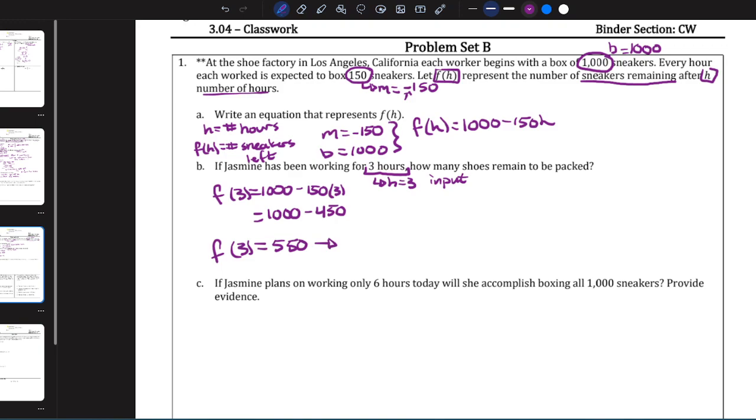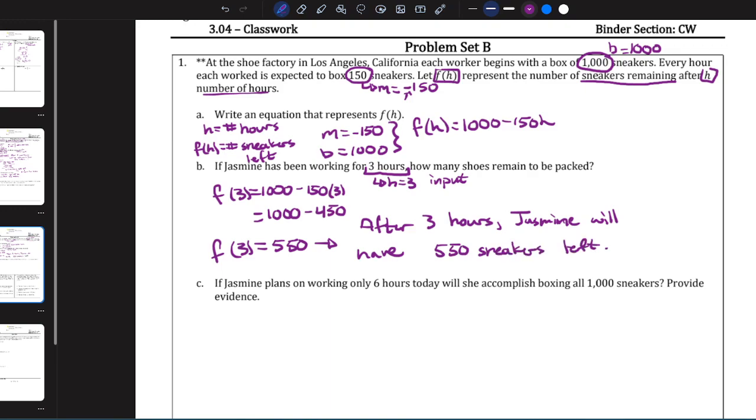Only piece is we want to include our answer sentence. And so we should have: after 3 hours, Jasmine will have 550 sneakers left. You're going to start to notice that a lot of these solution sentences are going to start to look familiar, especially as we start to use time as our independent variable.